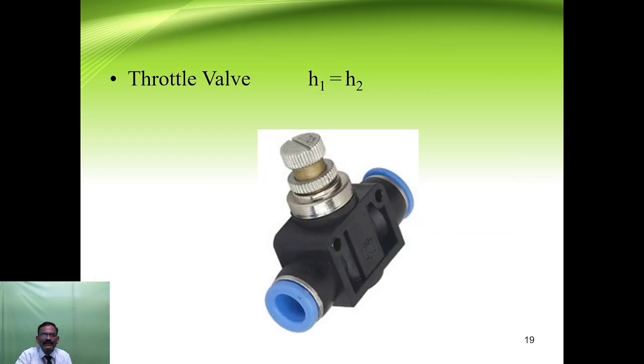The third device is the throttle valve. This is also one of the examples of a steady flow device. In the throttle valve, the enthalpy should be equal between inlet and exit. This is also a condition obtained from the steady flow energy equation.